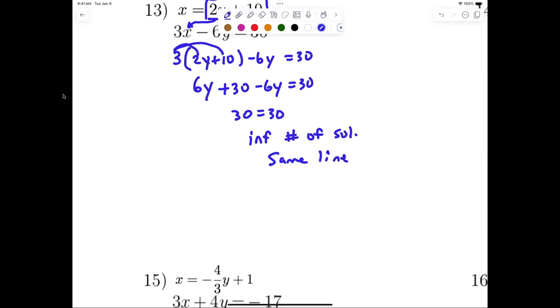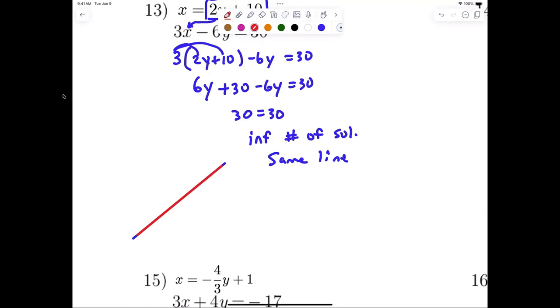All right, it is the same line. That's why there's an infinite number of solutions. If I would graph this one, then I would graph this one. How many times do they intersect? Infinite number of times. All right, yes, ma'am. That's exactly the correct answer.